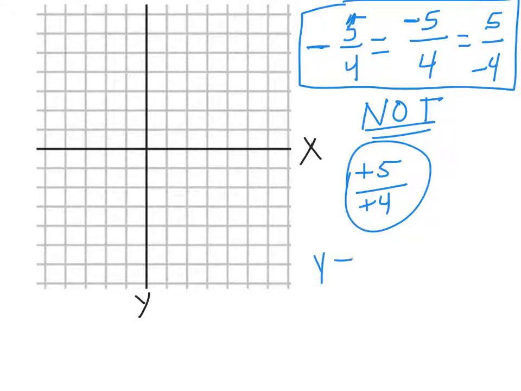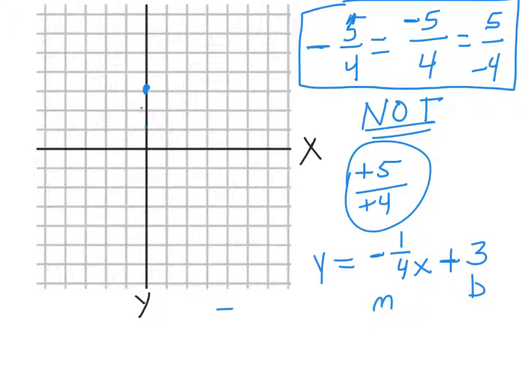Alright, so let us graph this one here. Let's say that we have y equals negative 1/4 x plus 3. Again, our slope is going to be negative 1/4. Our y-intercept is at positive 3. So we start by plotting our positive 3. So we go up 1, 2, 3, and we put a dot there.